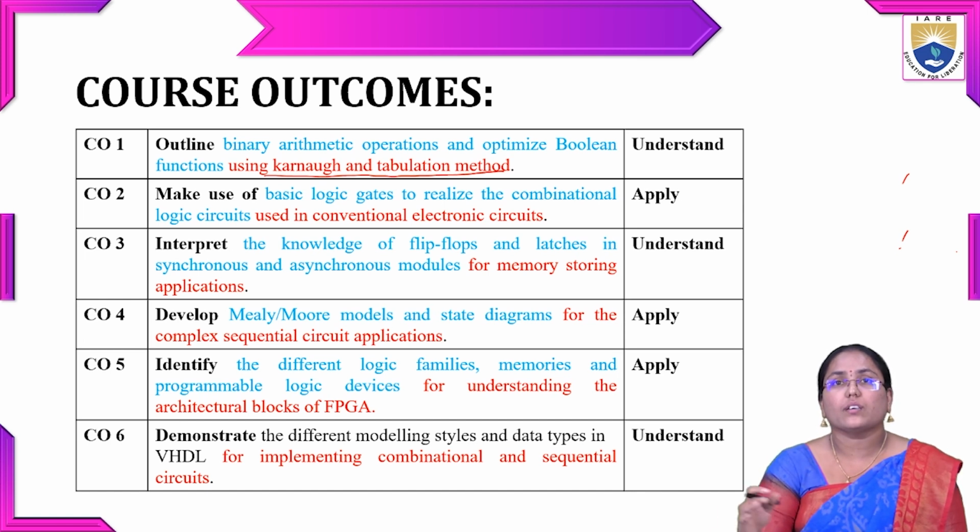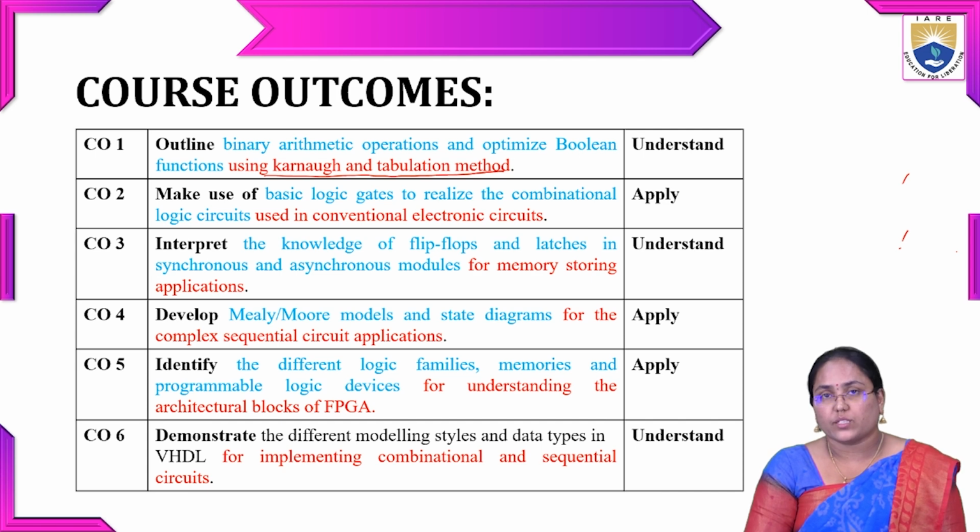So again, course outcome 1, that is outline binary arithmetic operations and optimize Boolean functions using Karnaugh and tabulation method, comes under the Bloom's taxonomy level of understand. Next CO2, that is course outcome 2, will be coming under the apply level of the Bloom's taxonomy, and the rest of the things will be coming in the understand, apply and understand levels of the Bloom's taxonomy.